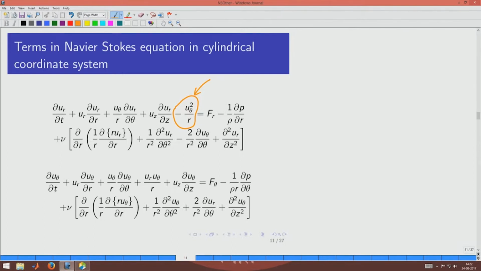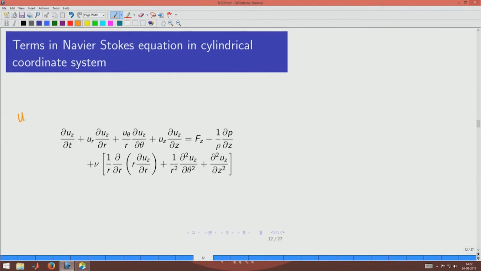So, the Navier Stokes equation for UR is written here, Navier Stokes equation for u theta is written here, and the Navier Stokes equation for the uz component is written here. So, you can see that Navier Stokes equations are basically sets of 3 equations. In the case of rectangular coordinate system, all the 3 terms look same, whereas in the cylindrical and spherical coordinate system, they do have small variations here.